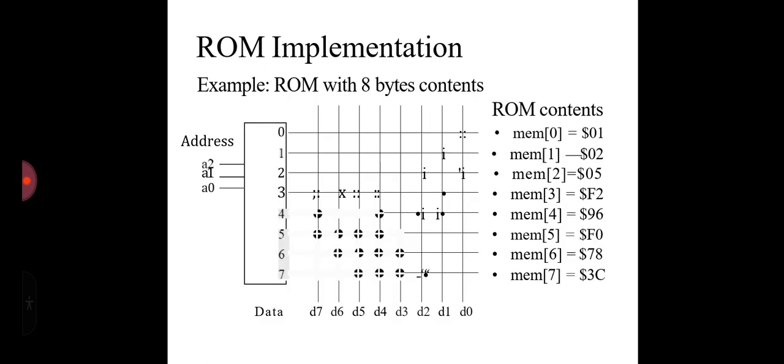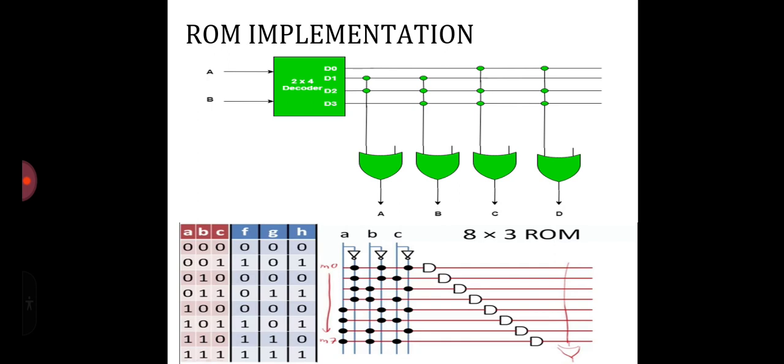Next one is the ROM implementation. Example: ROM with 8 bytes. ROM contents are memory 0 equals 01, memory 1 equals 02, memory 2 equals 05, memory 3 equals F2, memory 4 equals 96, memory 5 equals F0, memory 6 equals 78, memory 7 equals 3C. Again comes the ROM implementation, which is 8 by 3 ROM.